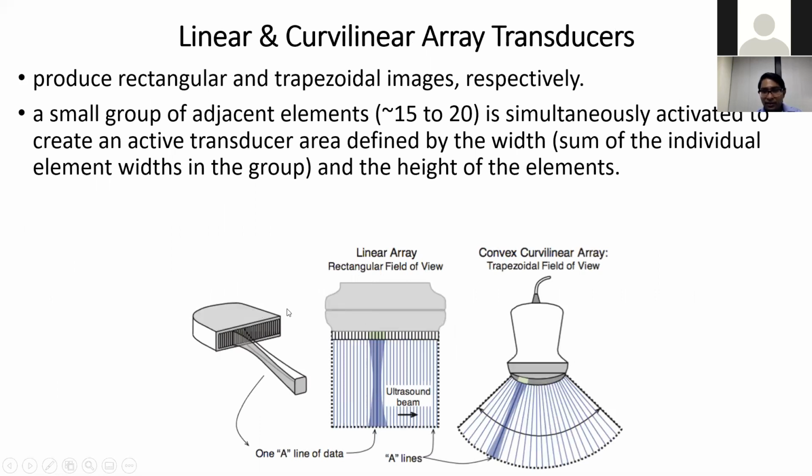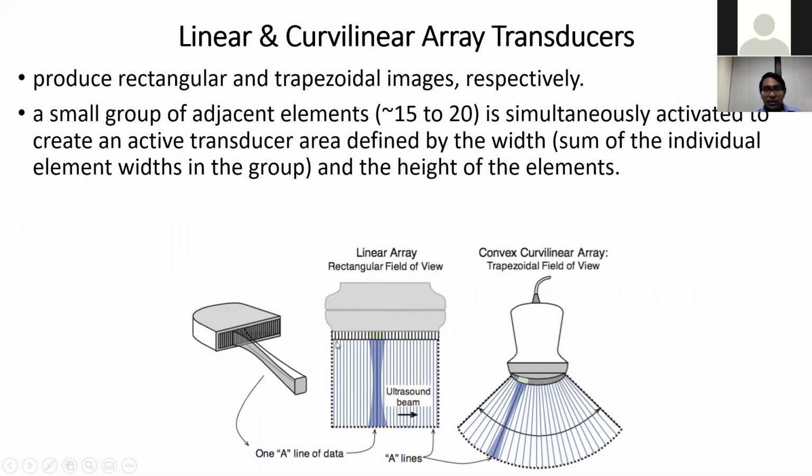So here is a linear array. Here is a convex or a curvilinear array. A curvilinear array has a trapezoidal field of view, and a linear array has a rectangular field of view. As we mentioned earlier, if you use a subaperture of elements, it's called a linear array. If you use the whole aperture, it's called a phased array.